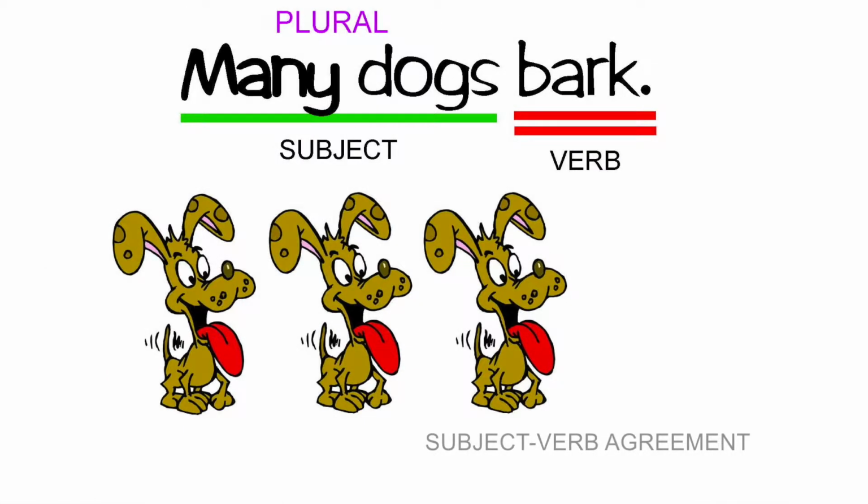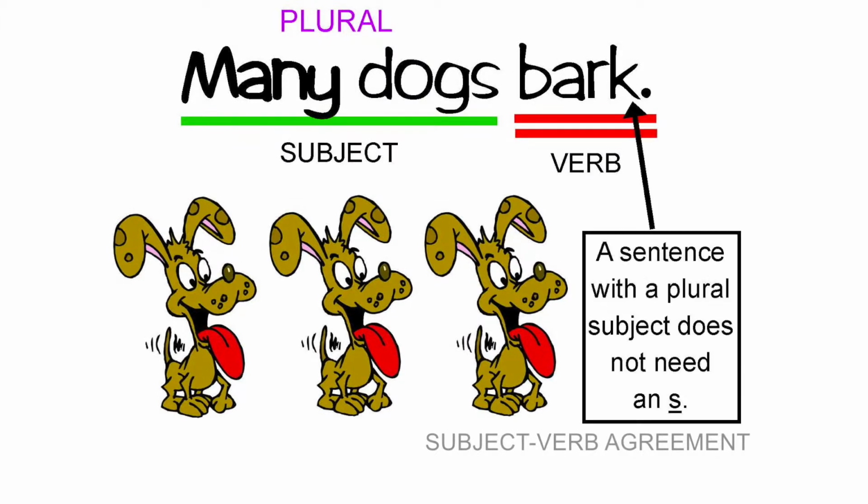Here we have a plural subject. Many dogs bark. How many dogs? There are many, more than one. So on our verb, we need to make sure we do not have an S. Many dogs bark, not many dogs barks.